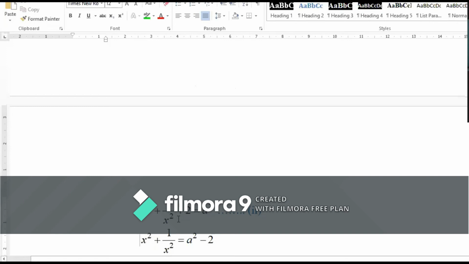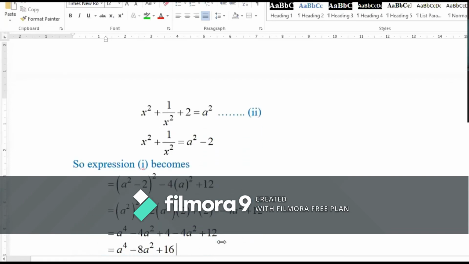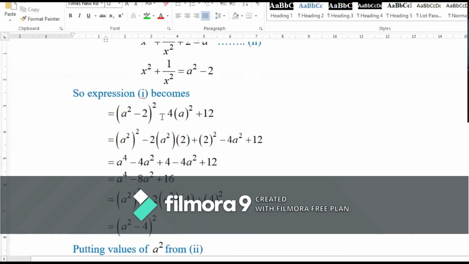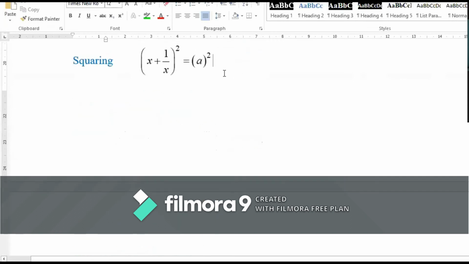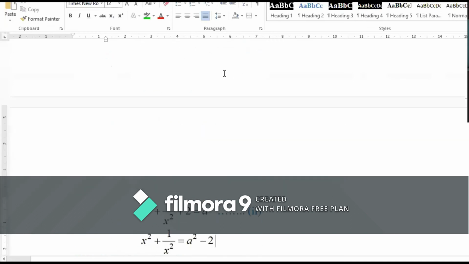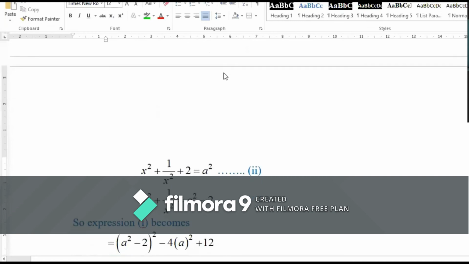So x plus 1 over x plus 2 equals a square minus 2. So 2 will be shifted to the other side, and we get (a square minus 2) whole square minus 4a square plus 12. This is actually what we have done. If you move a little bit back, we have substituted the value once it is squared, and we have obtained the value of x square plus 1 over x square.